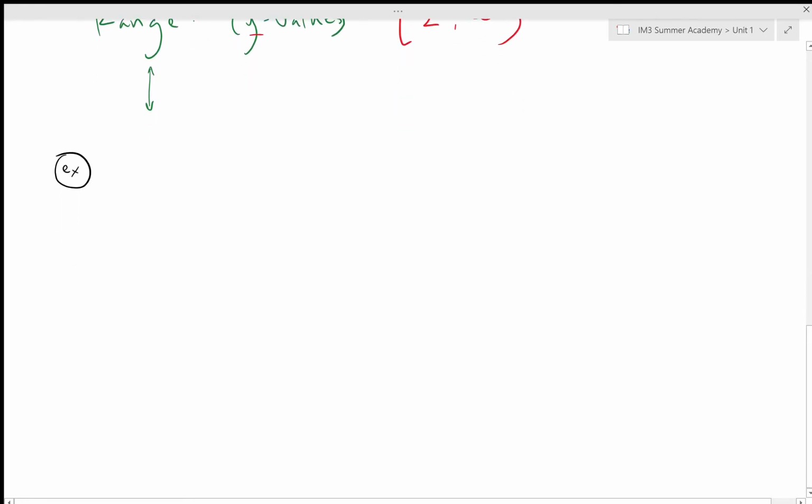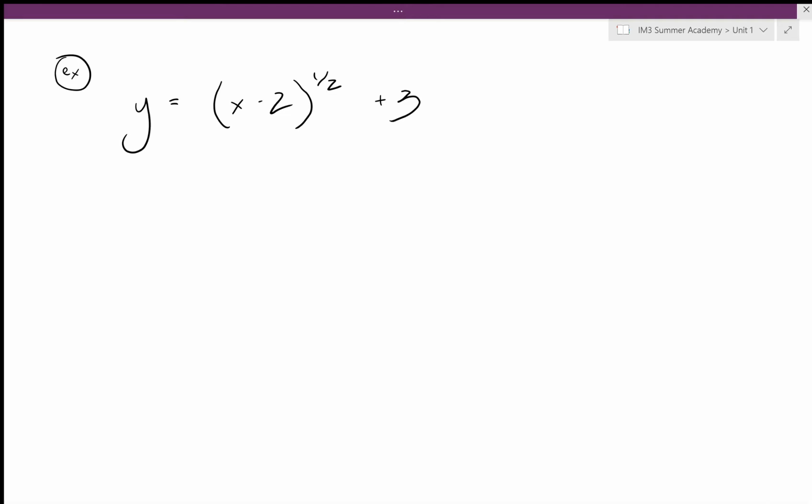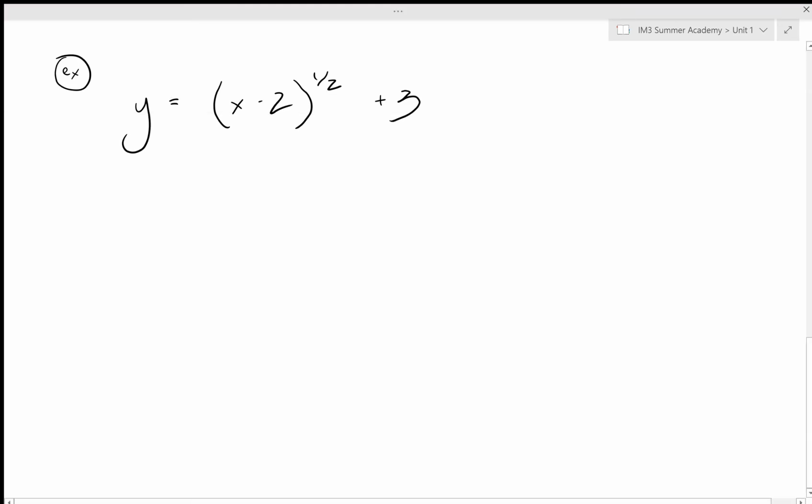Let's go ahead and take a look at another one. Let's say they said y equals (x minus 2) to the 1/2 plus 3. Now this doesn't make too much sense because now we've got something to the 1/2 power. But if we remember back, writing this from exponent form into radical form, this 2 would get brought forward, so we would have a small 2 here, x minus 2, parentheses, exponent 1, and then the plus 3 here.